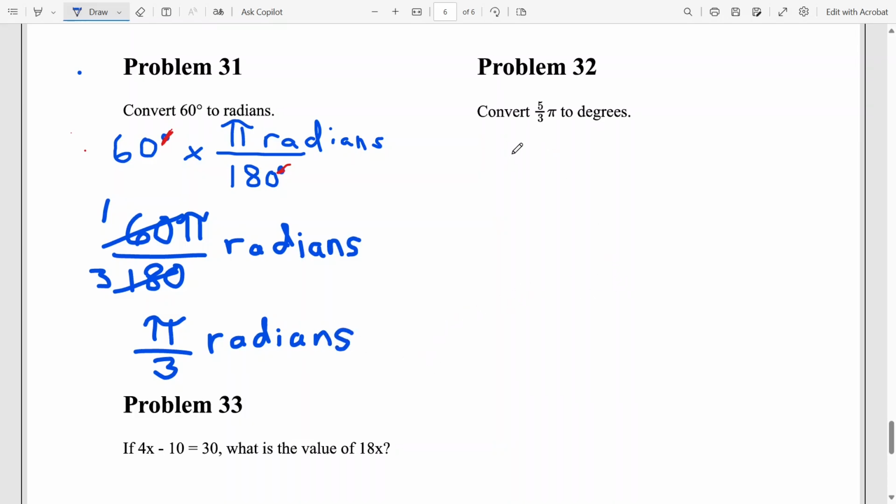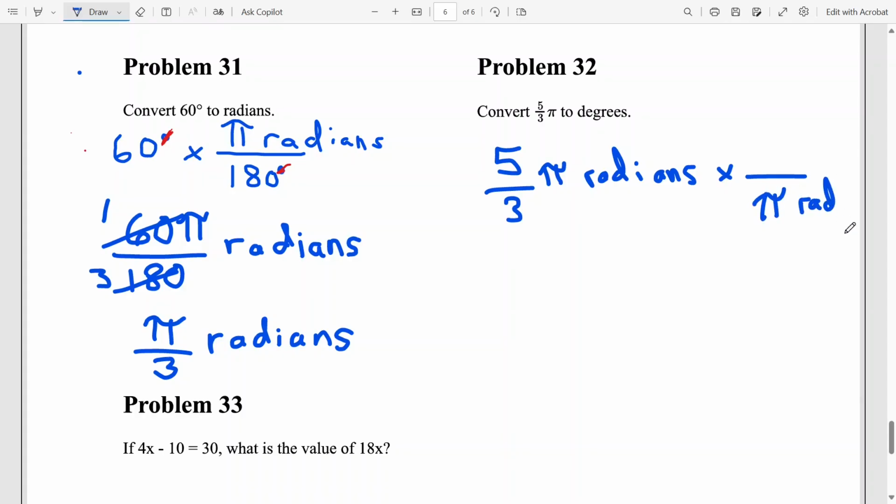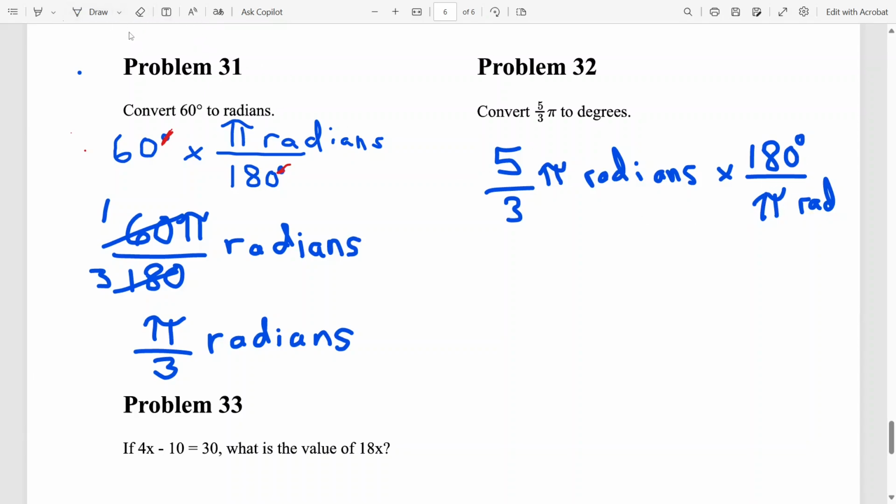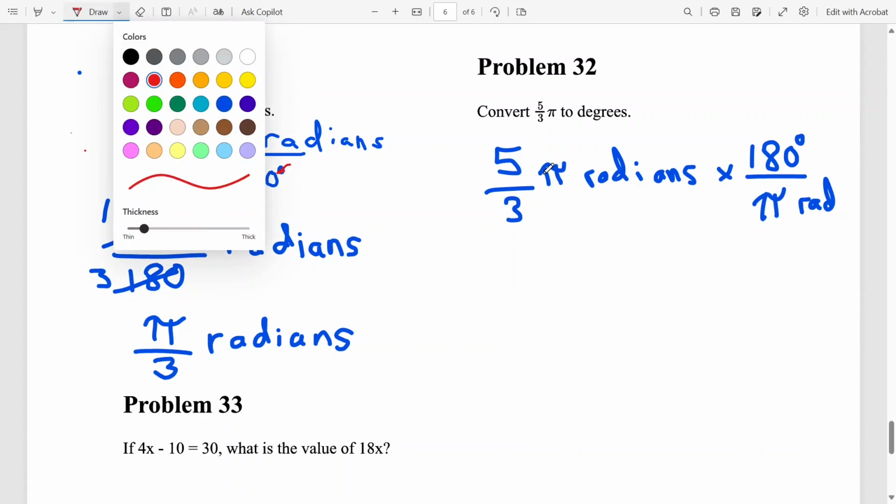Okay, next one, convert 5/3 pi radians to degrees. So we're going to multiply by pi radians, I'm just going to write rad because I'm going to run out of room, over 180 degrees, or not pi radians for 180 degrees, rather. Sorry, I misspoke there. All right, so these are going to cancel.